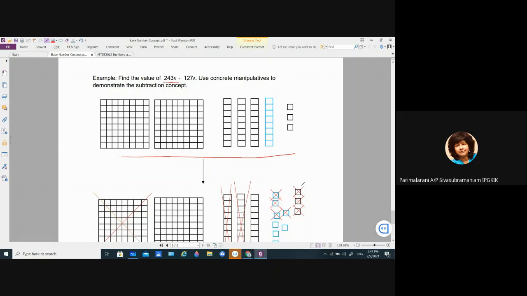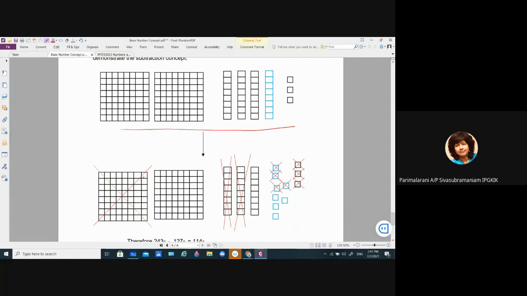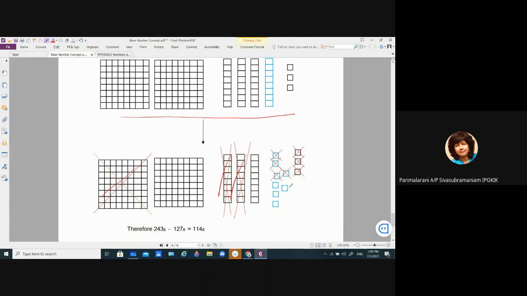So you want to take away 127 base 8. So you want to take away 1 sixty-four, throw this away. You want to take away 2 eights, throw these two away, and you want to take away 7 ones, throw these 7 ones away. So what is left is 1 sixty-four, 1 eight, and another 4 ones. So this minus this will give you this answer. This is how we demonstrate addition and subtraction using concrete materials. It's just an example for you now.